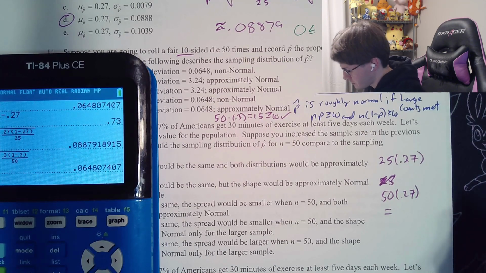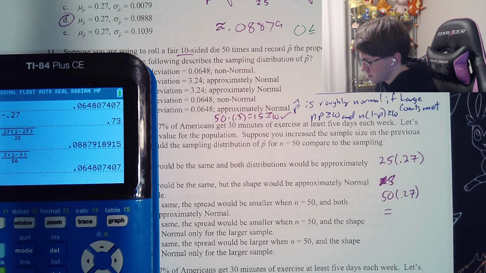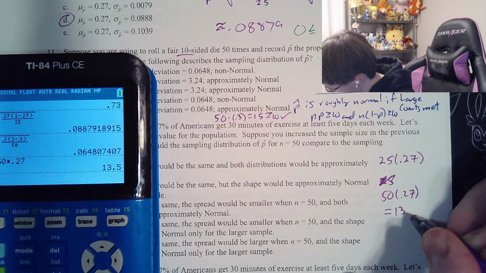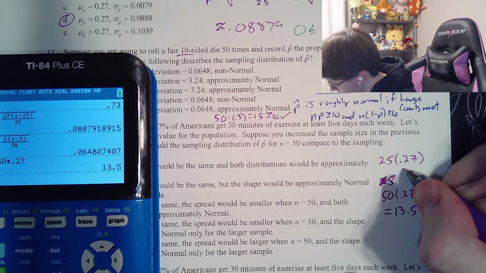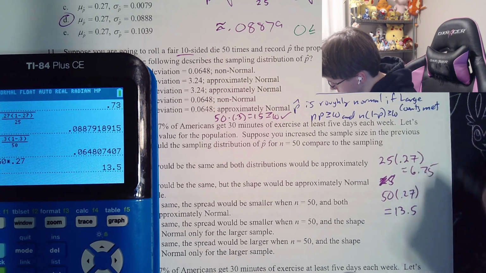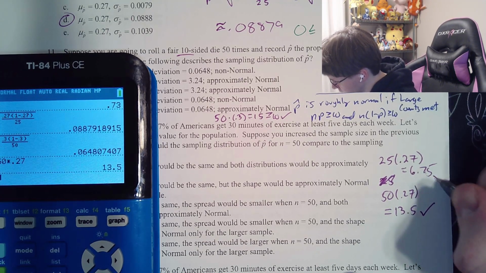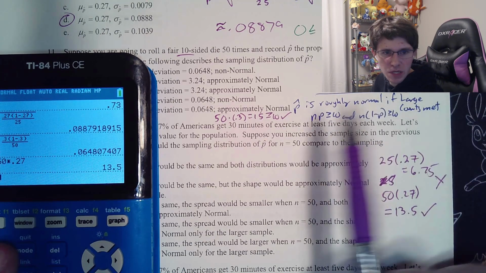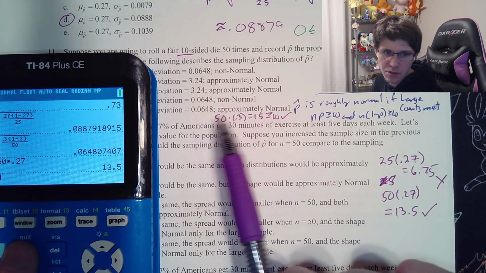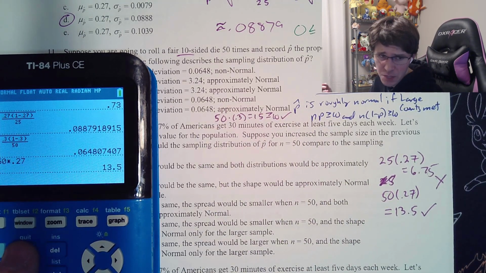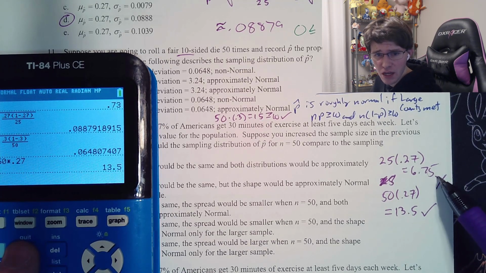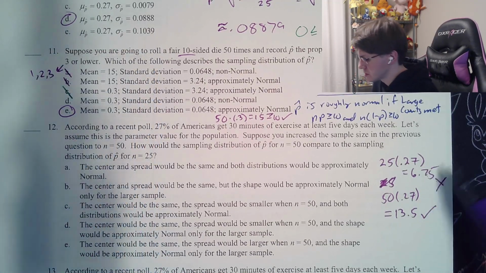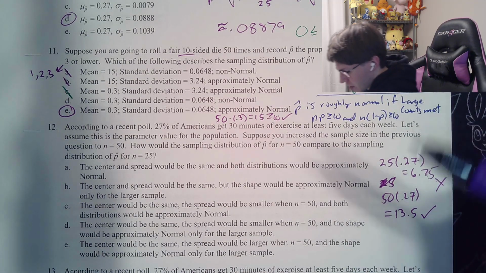50 times 0.27 is 13.5. I don't know why that was not working in my head right now. 25 times 0.27 is 6.75. So this one is normal, and this one is not normal. To be normal, the large counts condition says these products must be at least 10. Because 6.75 is not at least 10, that one is not normal. So 50 will be normal, and the 25 will not be normal. A couple of these answers say that.